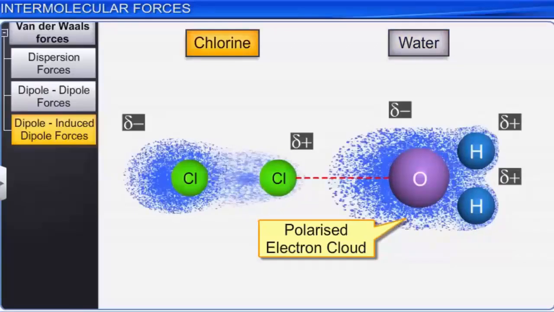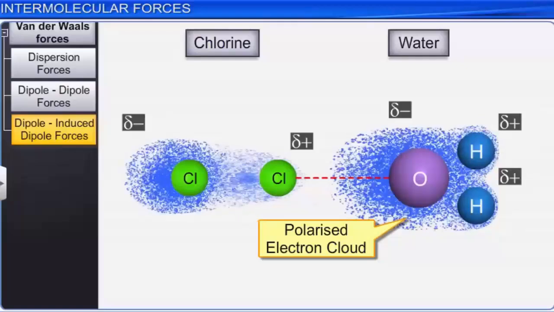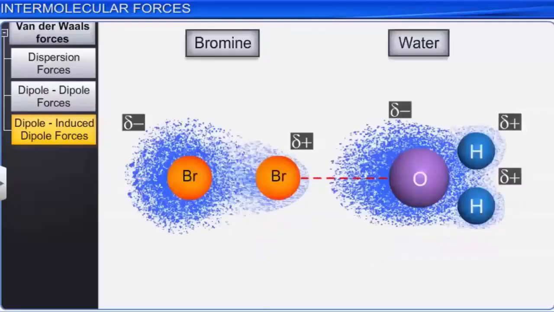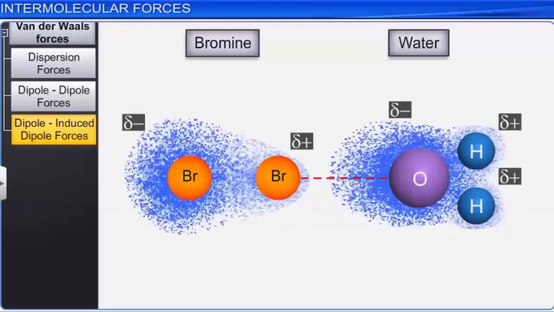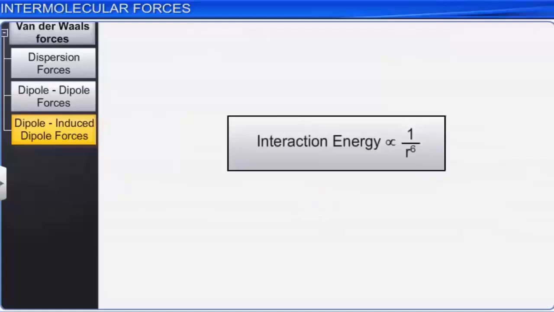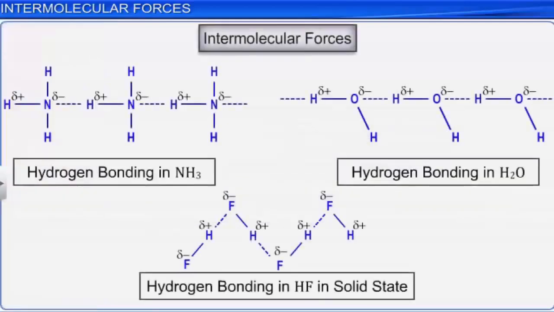The induced dipole moment depends upon the dipole moment present in the permanent dipole and the polarizability of the non-polar molecule. The larger the size of the non-polar molecule, the higher is the polarizability, and hence greater is the strength of the attractive interactions. In this case also, interaction energy is inversely proportional to the sixth power of the distance between the two interacting particles.